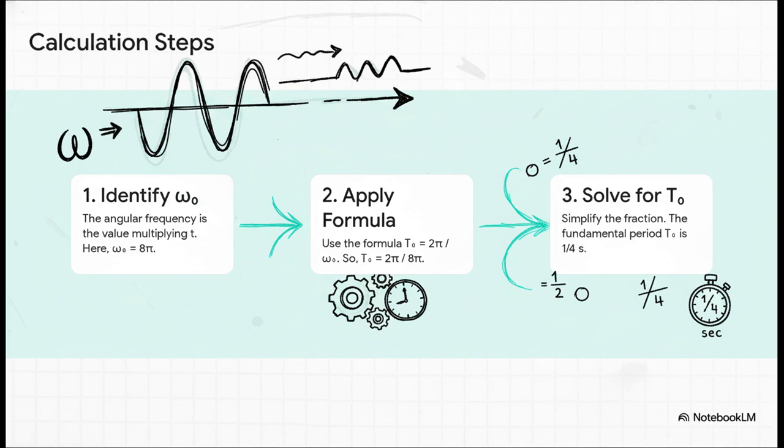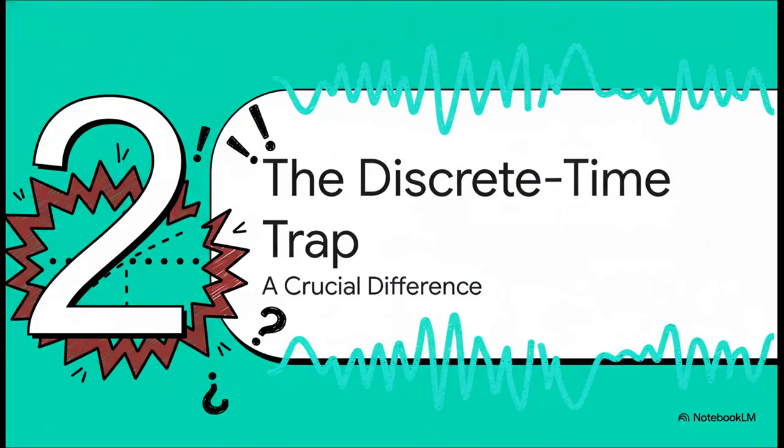All right, let's walk through it together. First step, we identify our angular frequency, omega naught. In this case, it's 8 pi. Easy enough. Next, we just plug that into our formula. T0 equals 2 pi divided by 8 pi. The pi's cancel out, which leaves us with 2 over 8. And that simplifies down to 1 over 4. So the fundamental period is 1/4 of a second. See? Pretty straightforward. Okay, now that we're comfortable with continuous time, let's switch gears to discrete time signals.